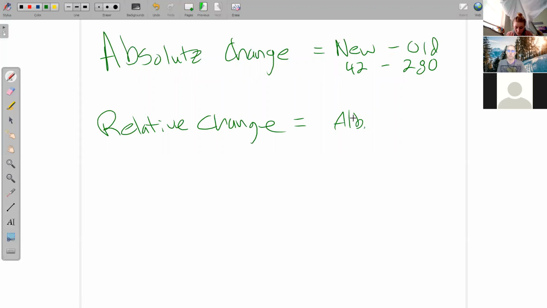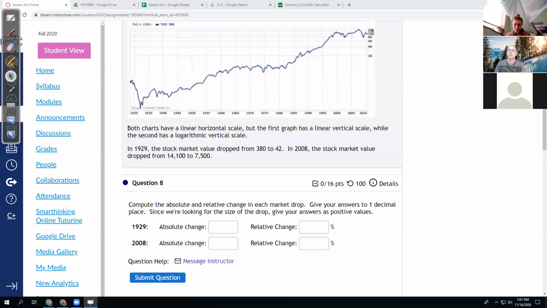I can't spell absolute, that's better. Divided by the old amount, whatever that was. So we have to find this difference right here, and then take that difference and divide by the old amount, which was, was it 280 or 380? Did I write that wrong? It is 380. I miswrote that.